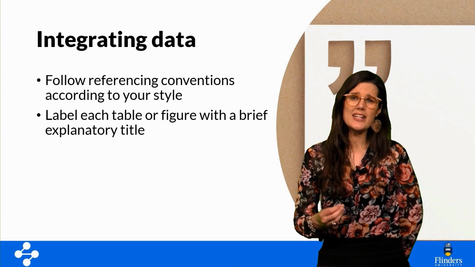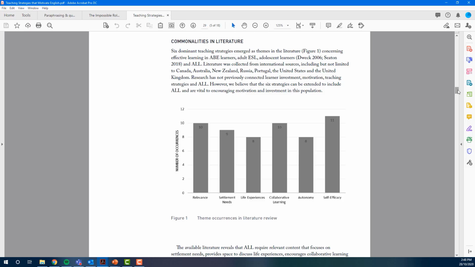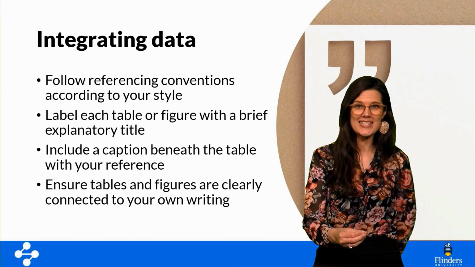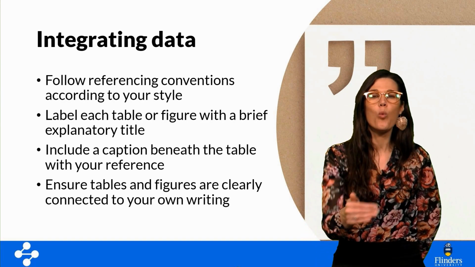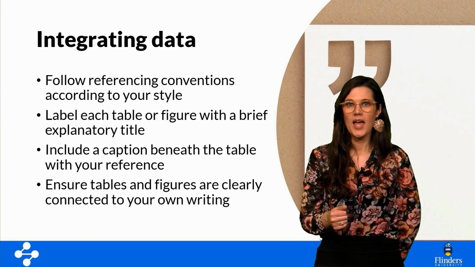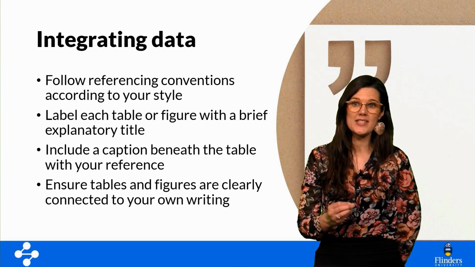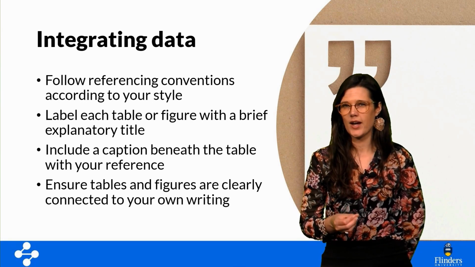So label each table or figure with a brief explanatory title and include a caption beneath that table with your reference, and ensure that the tables and figures are clearly connected to your own writing. So that might mean using those numbers in your writing. Refer to figure 1.1, for example. To find out how to do this in more detail, refer to the referencing conventions according to your own style.